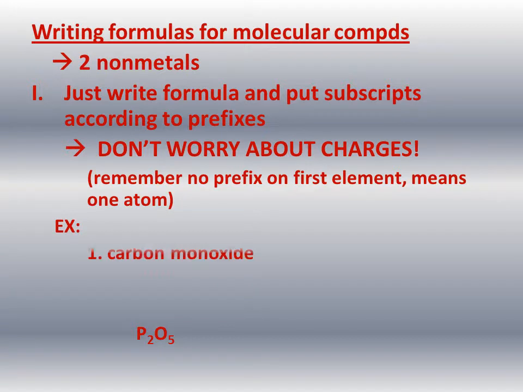Here are some examples. Carbon monoxide: carbon is C, oxide is O, and mono means one, so it's going to be CO. Diphosphorus pentoxide: di means two, so there are two P's and five oxygens.